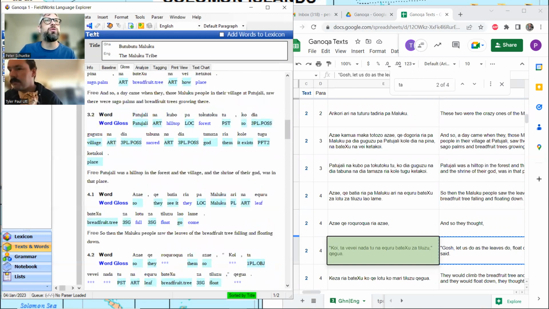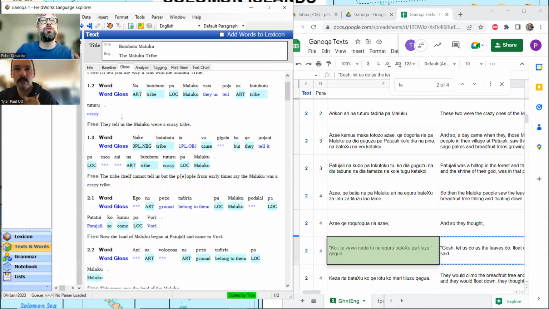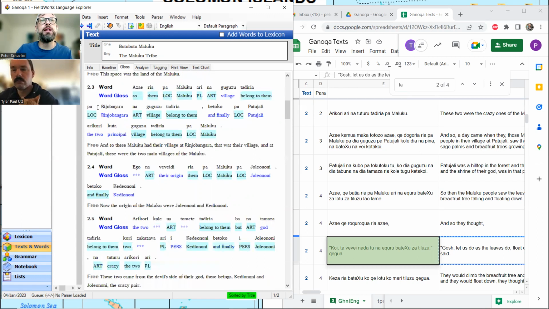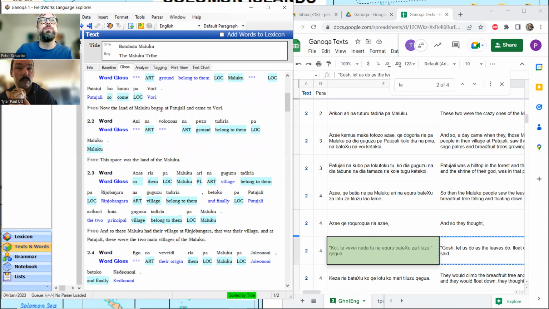All right, so to recap the story so the listener will read these couple sentences because it may not be clear. I will tell you the way it was with the Maluku tribe. They tell us the Maluku was a crazy tribe. The tribe itself cannot tell us, but the people from early times say the Maluku was a crazy tribe. Now the land of Maluku began at Patunjali and came to Vori. This space was the land of the Maluku.